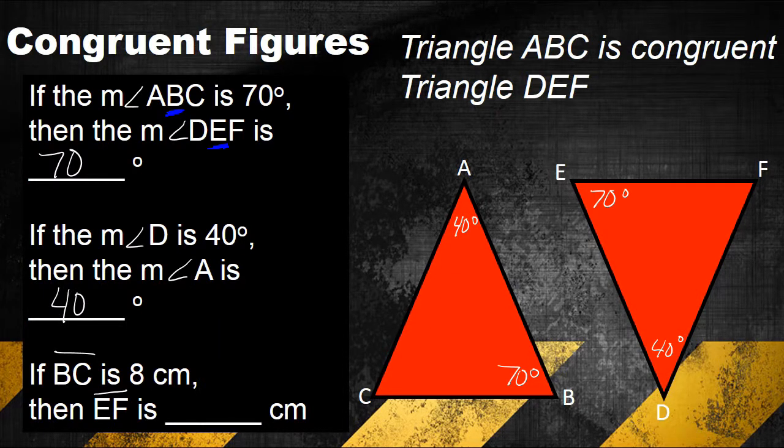And then if we're given some information, if the line segment BC is 8 centimeters, then the line segment EF at the top is also 8 centimeters. And so now we're given some ways that we can compare these two congruent or the same figures.